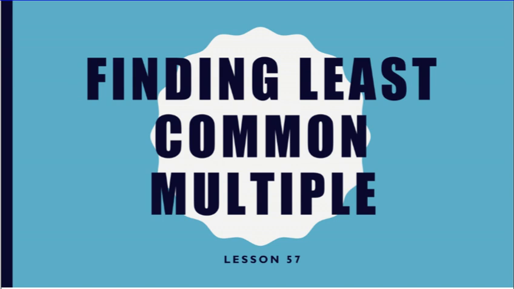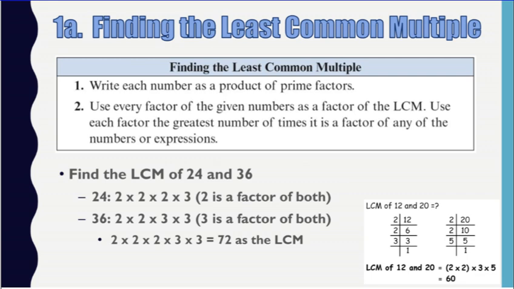Lesson 57, finding least common multiple. First off, what do they mean by finding the least common multiple? The least common multiple is a number that's evenly divisible by each of the numbers in a set of numbers.